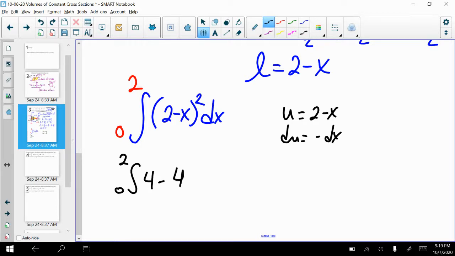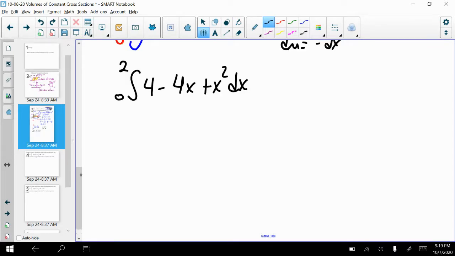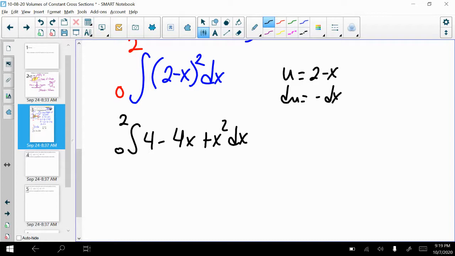Every once in a while, people are confused as to why we don't have a pi here. The reason why we don't have a pi is because we aren't dealing with any sort of circular volume. And so we don't need a pi to write the function for our volume.